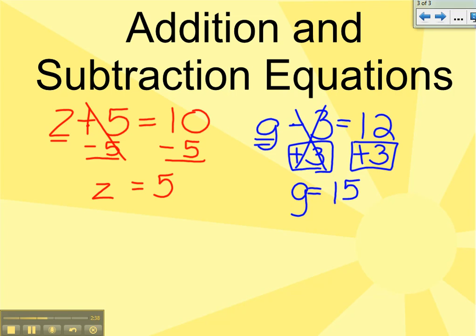Let's see if this makes sense now. So I'm saying g is 15. So I have 15 minus 3. Does that equal 12? Yes, it does. So I got that problem correct. This is how I do both addition and subtraction equations.